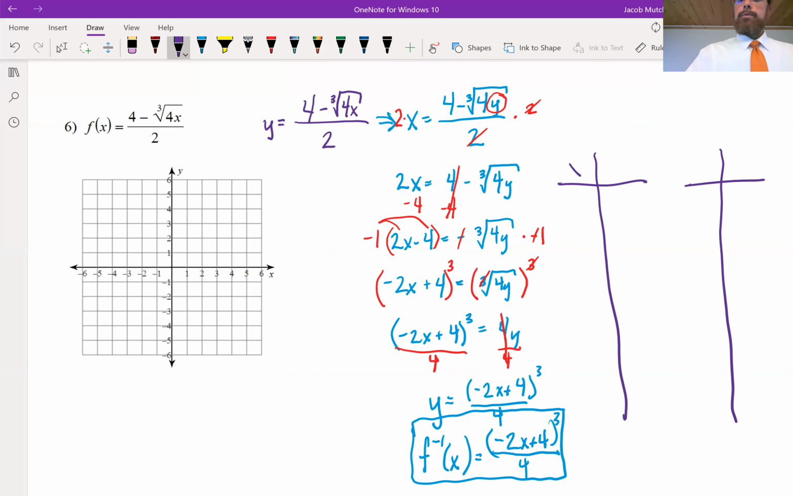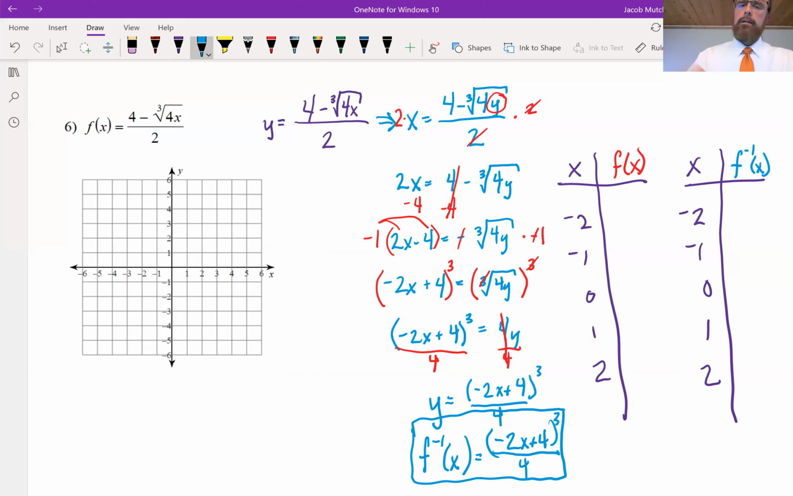So remember, those left columns are x columns. We'll use our same 5, negative 2, negative 1, 0, 1, and 2. So I am putting both the original and the inverse on the same plane. Again, that'll help us to see, do they show the two characteristic traits of inverses? So we're ready to get our coordinates. We'll head to Desmos to do so.